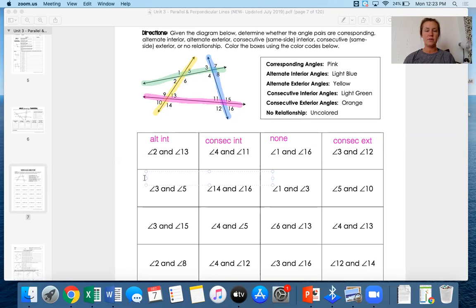3 and 5. They're both on the green one. They're on the same side. Good job. Consecutive interior. How about 14 and 16? Yep, corresponding. Oops. 14 and 16 wouldn't be none because they're both on the pink. So they are corresponding.